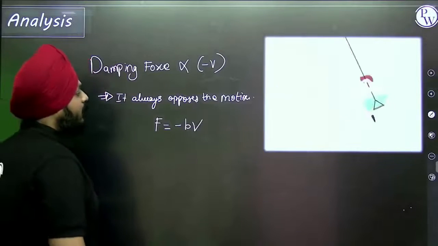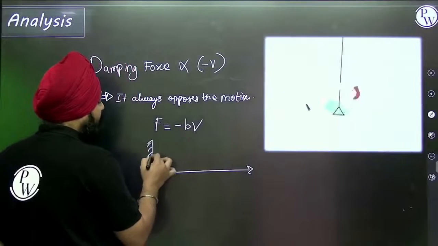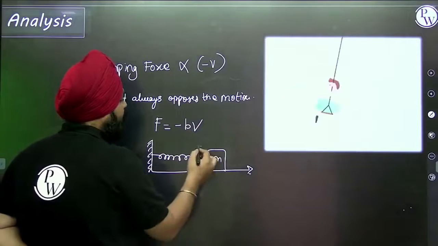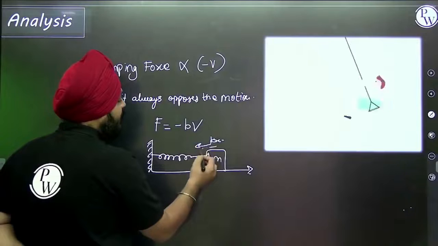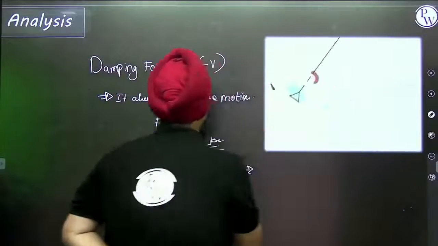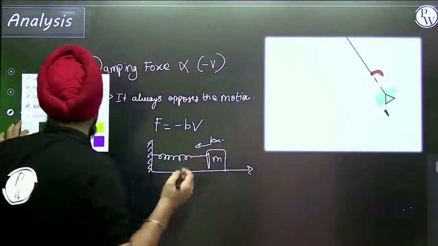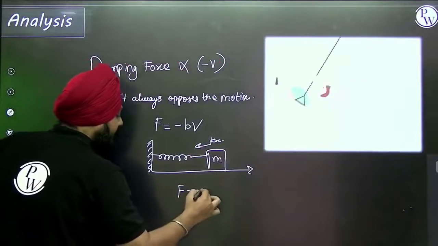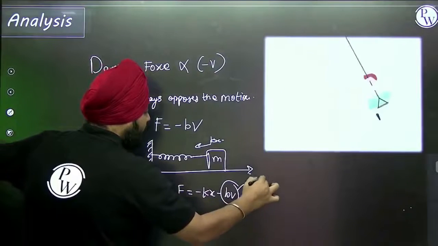Now suppose I'm talking about the same example. This is a spring attached and this is a mass m. Here let us take an example, kx is acting in this direction, and obviously in this direction there is a damping force that always opposes the motion of the particle. So here the differential equation we can represent as minus kx minus bv. This is the part of the damping force.